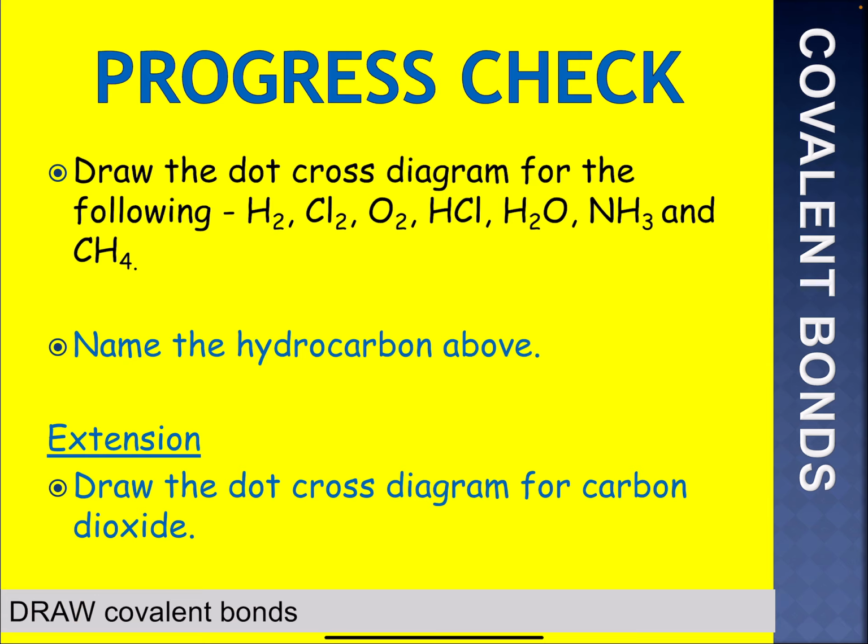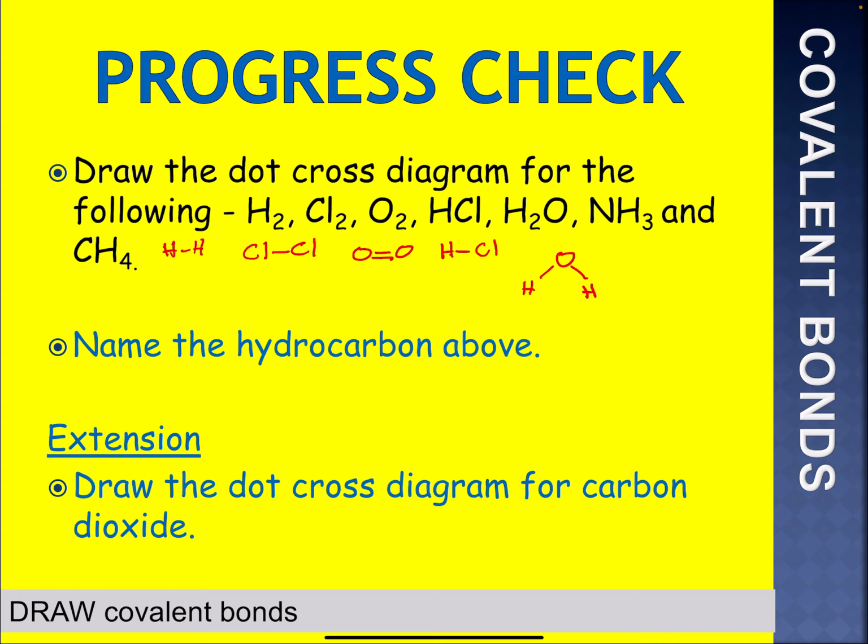You can pause the video here. You can have a go at these questions. And what you will find is hydrogen. So if we look at hydrogen, it will be a single covalent bond. Chlorine, again, will be a single covalent bond. Oxygen will be a double covalent bond. Hydrochloric acid, single covalent bond. Water, what you will find is like this: 2 hydrogen atoms, 1 oxygen atom.